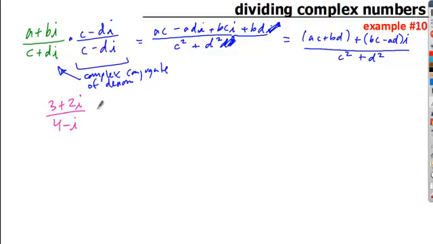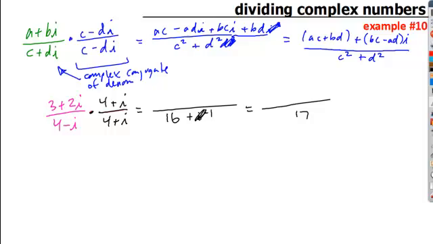Okay, what we can do here is multiply this by the complex conjugate of your denominator, so 4 and i, opposite sign between, plus. That gives you in the denominator here 4 squared minus i squared. I squared becomes a -1, change the sign. So we're going to wind up with 17 in our denominator.